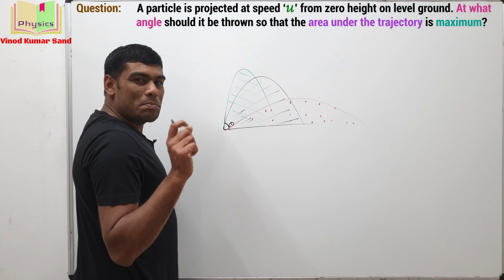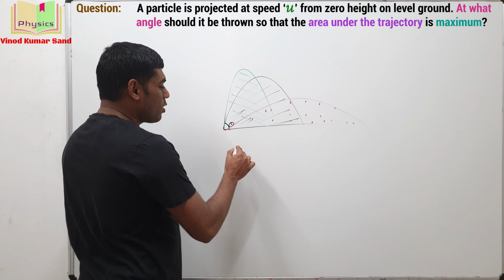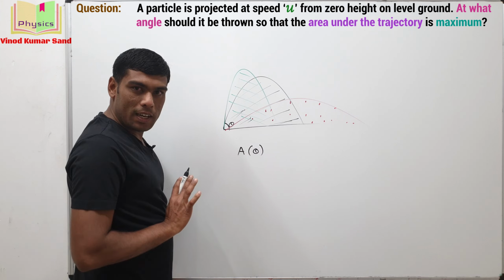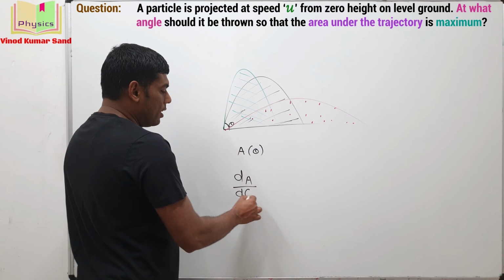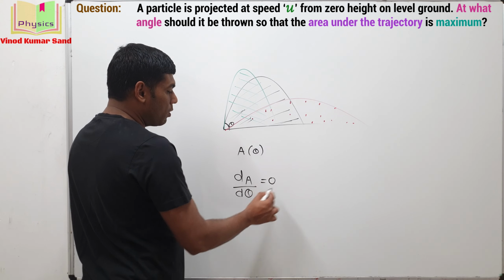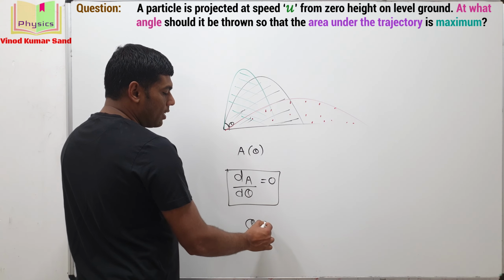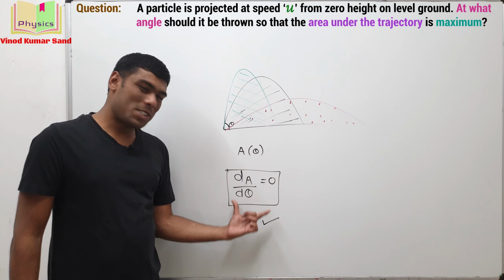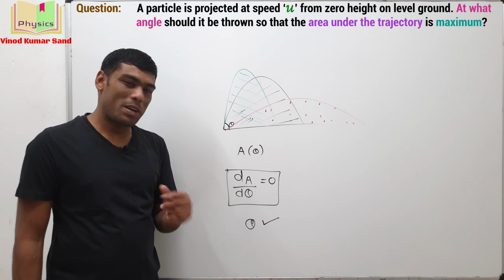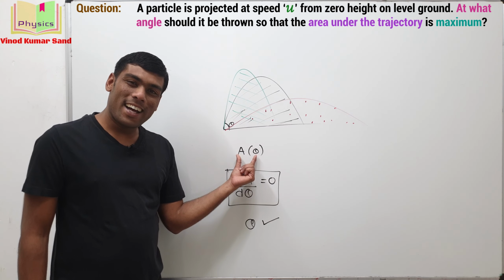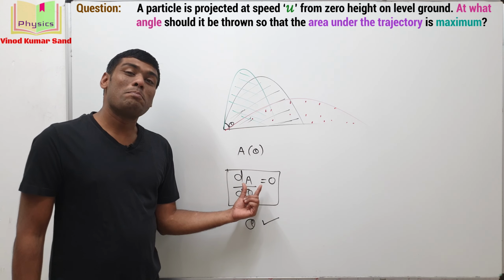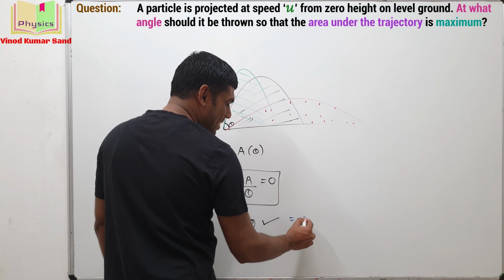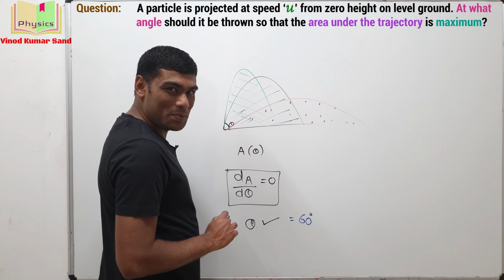We'll be using the concept of maxima and minima. First of all, we'll find the area as a function of theta, okay, and then dA by d theta should be equal to 0. Using this, we'll get the value of theta. Okay, if you wish, you can proceed in this manner and report your answer in the comment box. First of all, find the area as a function of theta, then maximize that function and you'll obtain the value of theta as 60 degrees. That will be our final answer.